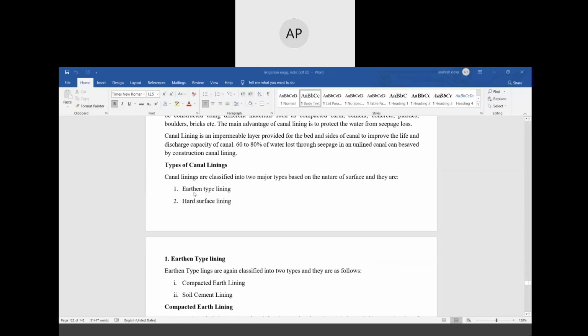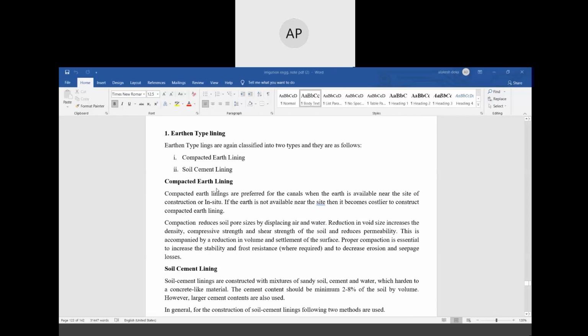Canal linings are classified into two major types based on the nature of the surface, and they are, number one, earthen type lining and, number two, hard surface lining. What is earthen type lining? The earthen type linings are again classified into two types, and these are compacted earth lining and soil cement lining. Compacted earth linings are preferred for canals where earth is available near the site of the construction, or in situ.